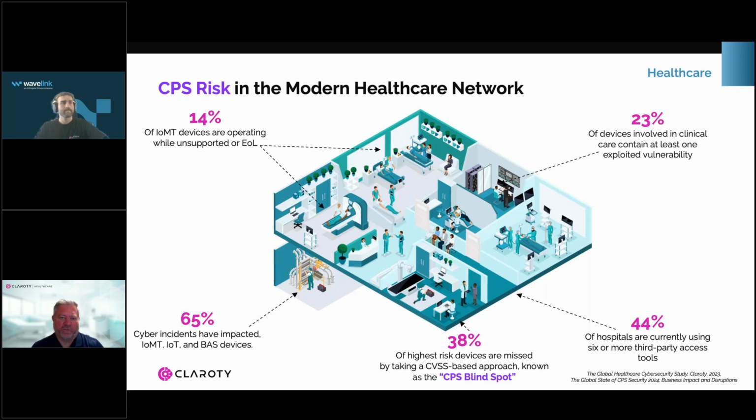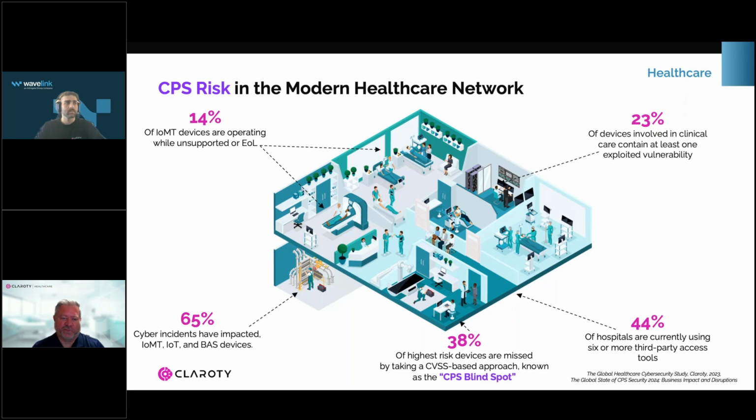23% of devices involved in clinical care contain at least one exploited or exploitable vulnerability. So again, we talked about patient safety. Having devices in a clinical environment that have an exploitable vulnerability that can be exposed because of lack of control is obviously a key part of the risk we're trying to mitigate. 65% have been impacted through badge devices. So building automation systems that form part of hospital and clinical network. So it's not just about the typical IT controls. We're talking about industrial controls in a healthcare setting that create that expanded threat landscape.